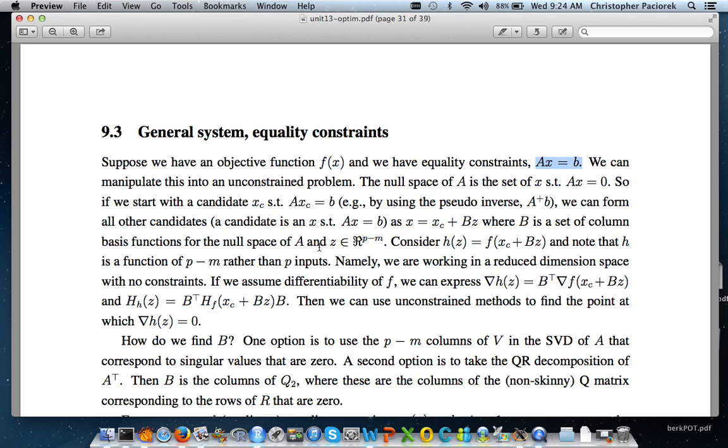Then I can think about writing out the gradient of h, and I can take derivatives, I can take second derivatives, write out what the Hessian of h is, and that's going to be a function of the Hessian of f, and the gradient is going to be a function of the gradient of f.